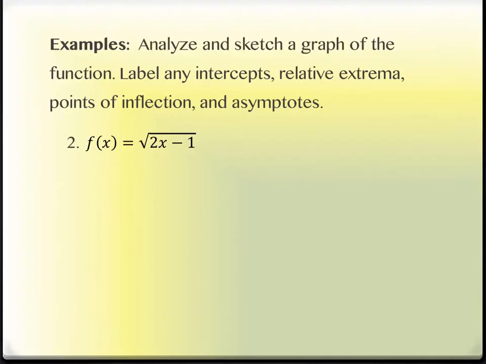All right, let's do one more example. We're going to do the same thing as we did before. We're going to analyze and sketch this graph, but it's not a rational function that has asymptotes and so forth. It's actually a radical function instead.